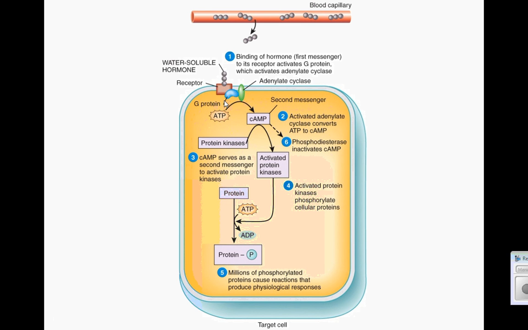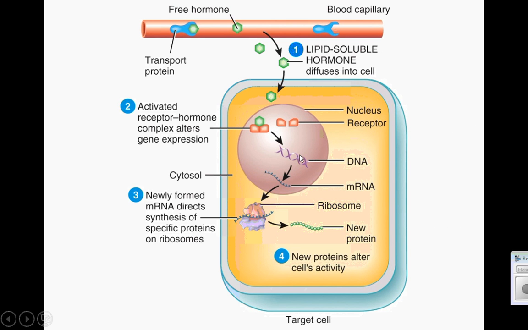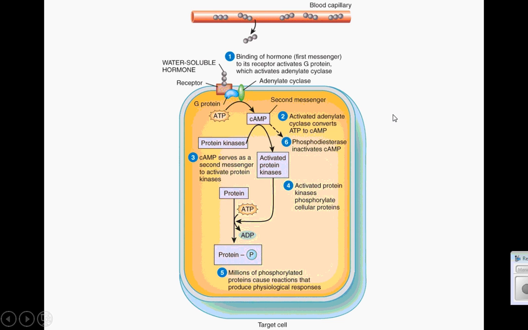So does everybody see the difference between coming into the cell versus second messengers on the outside? You're not going to have to walk yourself through all these steps, I promise you that. But you should be able to identify which ones circulate in a free form, which ones use the second messenger system, which ones can go into the cell directly, which ones cannot, and so on and so forth.